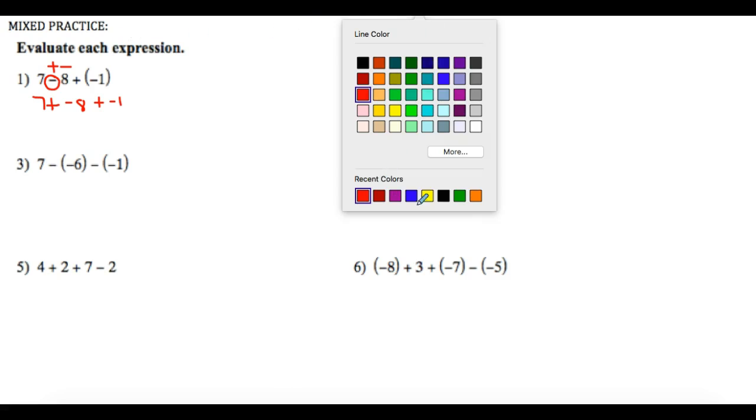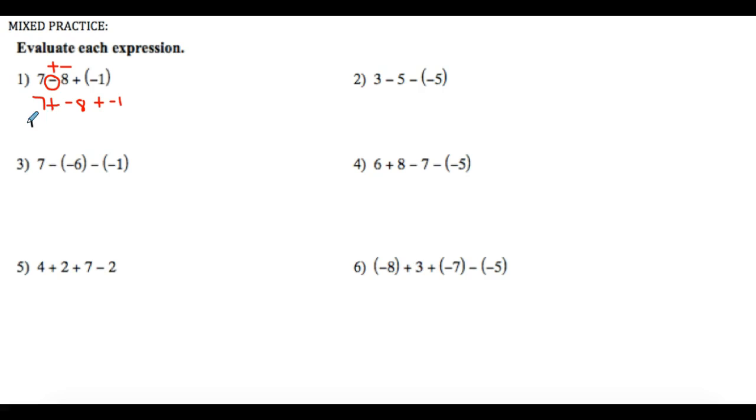So if I look at what I'm working with here, I have a +7. If there's no sign positive or negative, we just assume it's positive. Then I have 8 negatives and 1 negative. So if I start canceling them out, I have 1 negative here and 1 negative here for a total of 2 negatives.